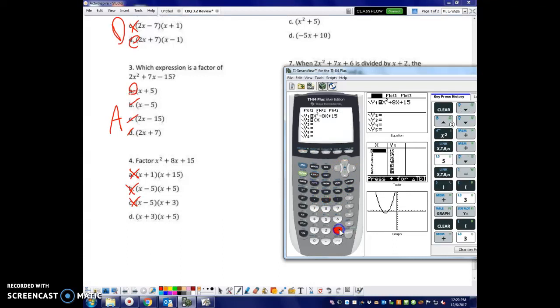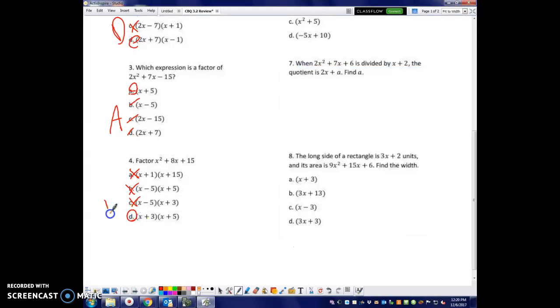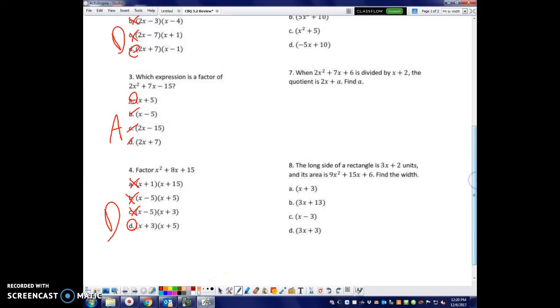x plus 3, x plus 5. Graph it. Are they exactly the same? Check your table to be sure. Yes, they are. D. Okay. Now, let's go to number 5.